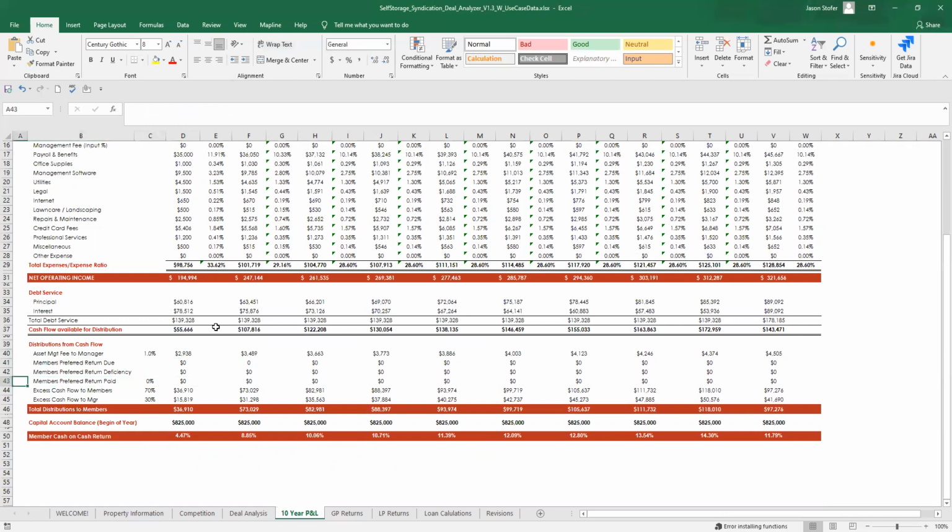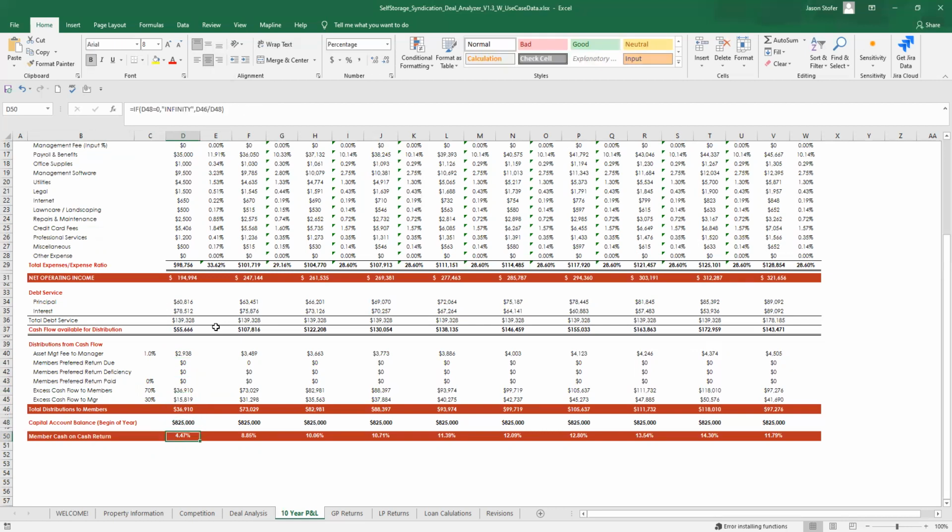And then your pref, if you are giving a pref, will be added here. And then excess cash flow to members, which are the LPs, the limited partners. They always get paid first, 70%. And then the excess flow to managers. One thing you want to watch here, if you're a general partner, you want to make sure you're getting some pay, right? If the deal is so tight that all the excess cash flow goes to the LPs and general partners aren't going to get anything in that first year, besides maybe an asset management fee, you might want to look at that, right?